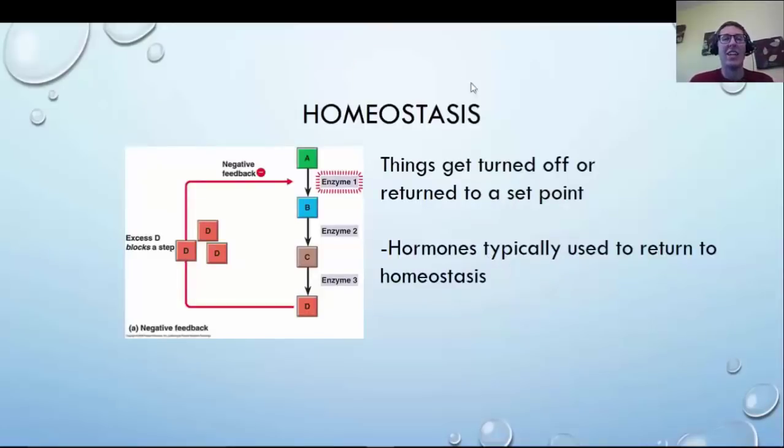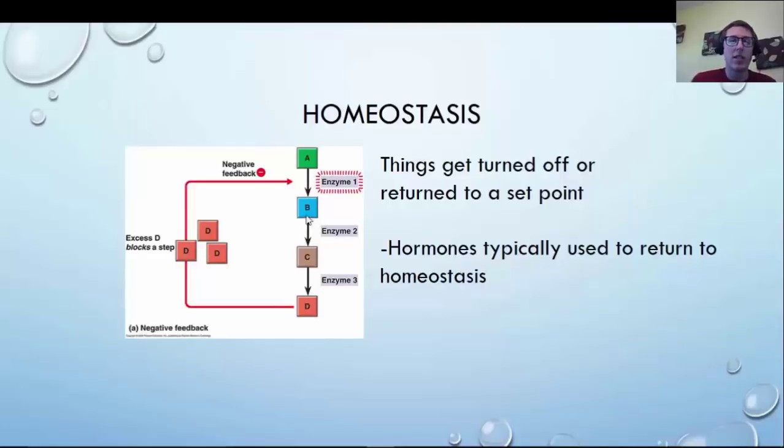Homeostasis. Think about homeostasis. That's returning to normal. That's if you have too much of something, it needs to return to a normal set point. And at a molecular level, that's where if you make something and that activates an enzyme, and that activates another enzyme, which makes something which activates another enzyme.